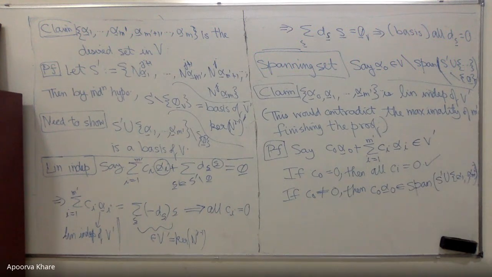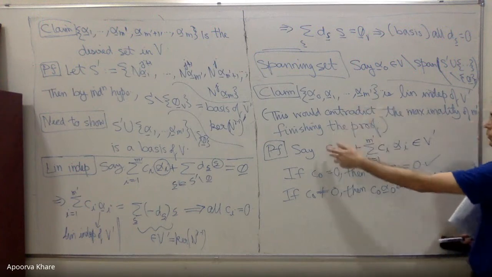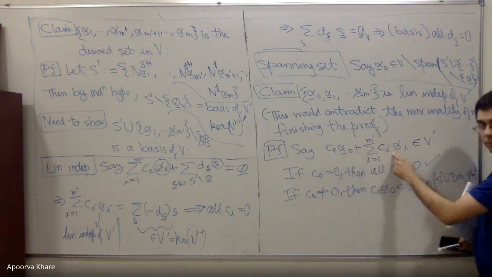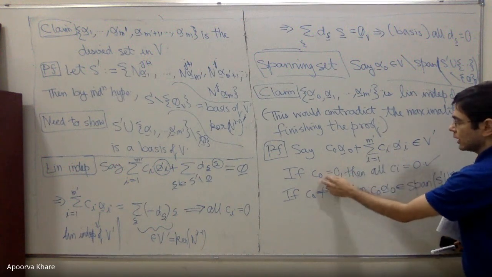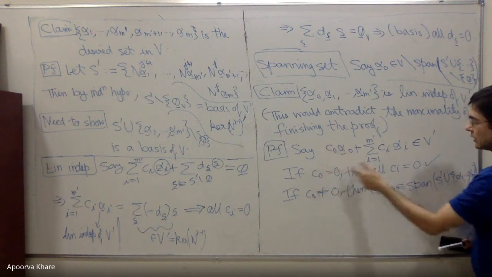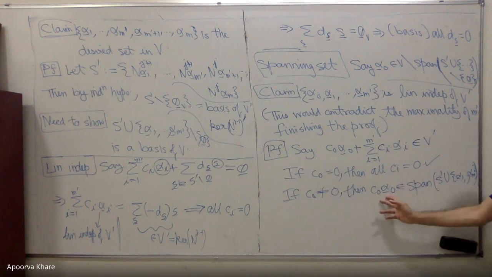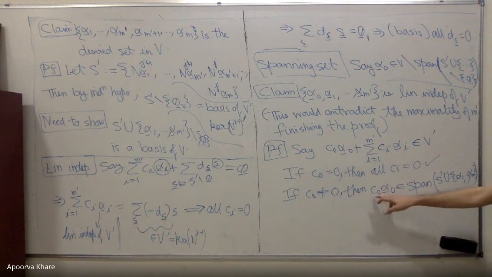Okay, so how do you prove such a statement? Suppose you take something like this and it's in V prime. You want to prove that all of those guys must be 0. Fine. So if the original first coefficient is 0, then all of them are 0. If the first coefficient is not 0, then look at this vector itself.